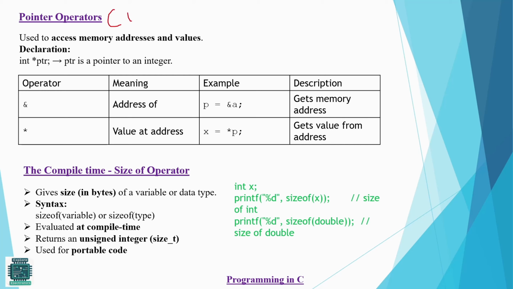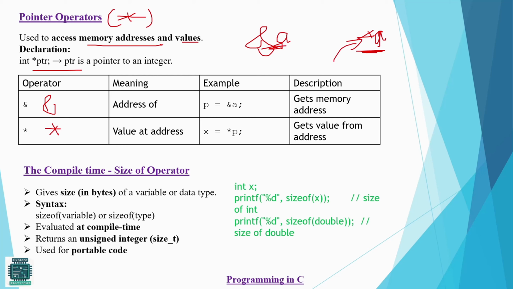And the next operator is the pointer operator. This is what we'll call the pointer operator, and it is used to access memory addresses and values. And the declaration of a pointer will be like this. One symbol is used to fetch the address. The other is used to fetch the value at an address. Suppose I am writing like this. Now I get the memory address. Here we are fetching the memory address of A. If we use the other symbol with A, we are getting the value from that address. That's what the meaning is.